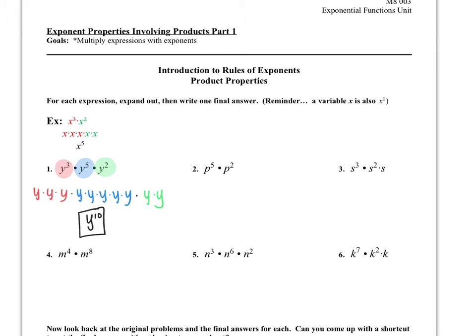For examples 2 through 6, write them in expanded form first, and then write your final answer using one exponent. Pause the video, press play when you're ready to check your answers.